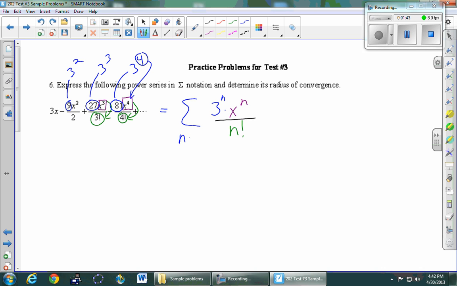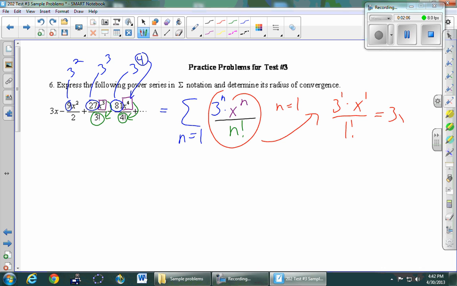And then we just need to figure out what the starting value is here. So the first power that I see on the x is 1. So this n right here needs to start at 1. So I will put n equals 1, and then we'll just double check the first term. If n is equal to 1, then all of this stuff becomes 3 to the 1 times x to the 1 over 1 factorial, which is just 3x. So this is where we check that n equals 1 actually gives it to us, because that one looks a little different in terms of the pattern. Okay, so that's the series in sigma notation. I guess we'll put an infinity up here because it goes forever.